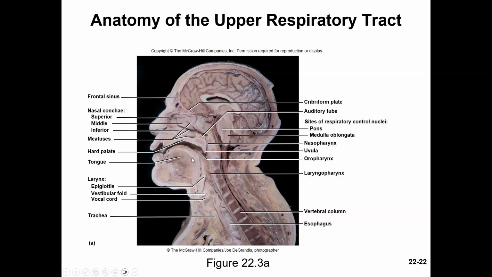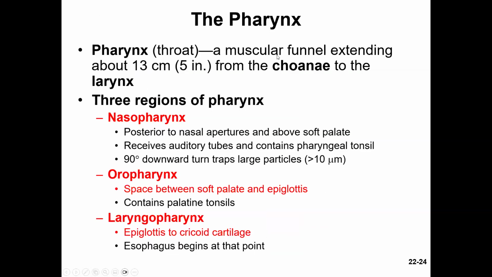You can also see how big the tongue is. The epiglottis is over here. Pharynx is your throat. Usually we think about it starting at your mouth level, but actually it starts at the nose level, below and behind your nose, all the way in the posterior part.